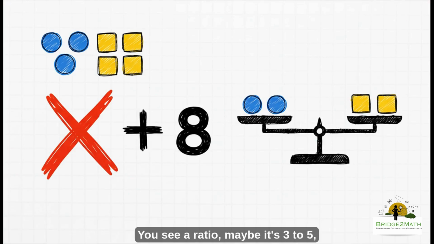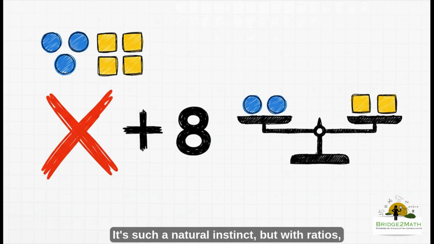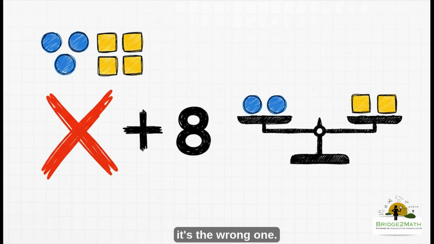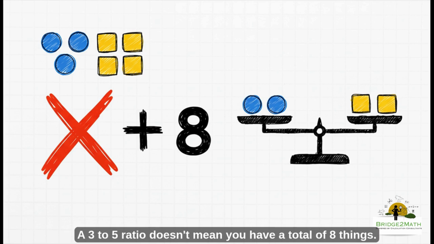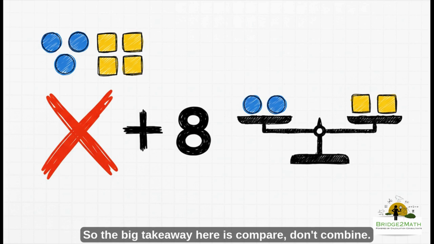All right, here's the big one. Trap number 1. You see a ratio, maybe it's 3 to 5, and your brain immediately screams, add them, it's 8. It's such a natural instinct, but with ratios, it's the wrong one. A 3 to 5 ratio doesn't mean you have a total of 8 things. It means for every 3 of thing A, you have 5 of thing B. So the big takeaway here is compare, don't combine.